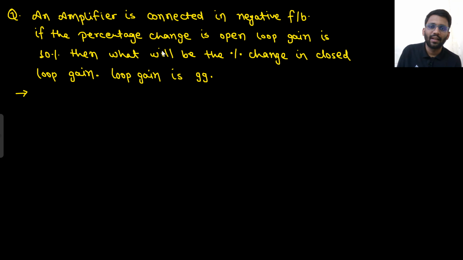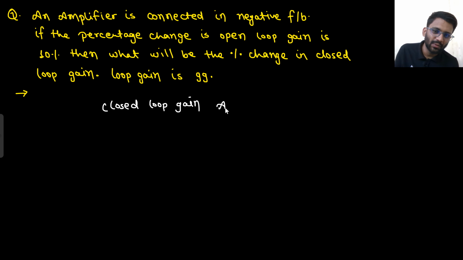So what they are saying: an amplifier is connected in negative feedback, if the percentage change in open loop gain is given, then what will be the percentage change in closed loop gain? So what is closed loop gain? Let's call it ACL. ACL would be open loop gain divided by 1 plus open loop gain into beta. Say yes or no. Closed loop gain is open loop gain divided by 1 plus open loop gain into beta.